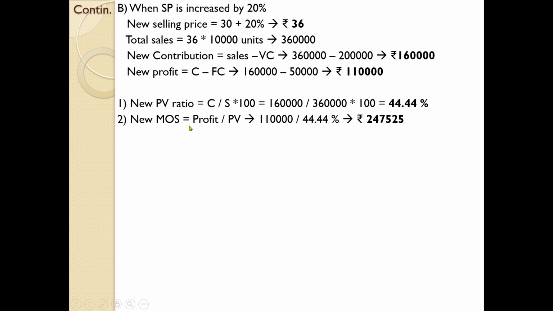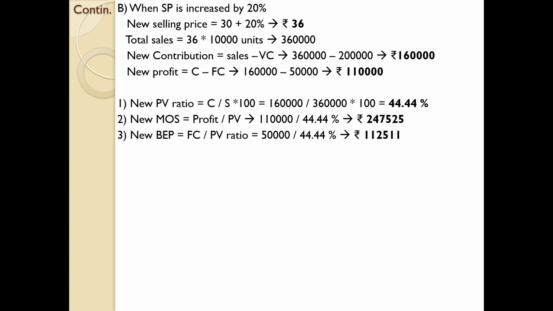Next one, new margin of safety is profit by PV ratio. Profit is 1,10,000 divided by PV ratio, which we already found, 44.4%. You will get 2,47,525. So finally you need to find out new break-even point. Break-even point is fixed cost by PV ratio. Fixed cost remains the same, 50,000 divided by new PV ratio 44.44%. You will get new break-even sales 1,12,511. So this is how you have to deal with the situation regarding PV ratio, margin of safety and break-even point computations.